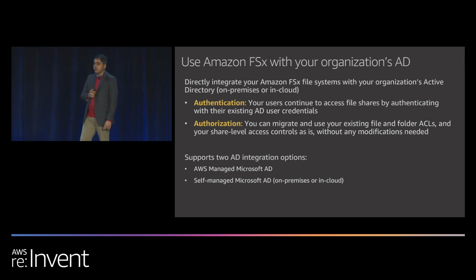In terms of how you can use FSx with your own organization's Active Directory, it's as simple as directly integrating your file system with your AD during creation of the file system. In terms of authentication and authorization, your Active Directory users and groups are used for authenticating, so your users continue to use the same mechanism to access your file shares as they have been doing today. And in terms of authorization, we support the use of the same NTFS ACLs to support file and folder level access authorization. We also support two different Active Directory integration options, AWS managed Microsoft AD as well as self-managed Microsoft AD, whether it's on premises or in cloud. So directly you can integrate it with your own Active Directory.